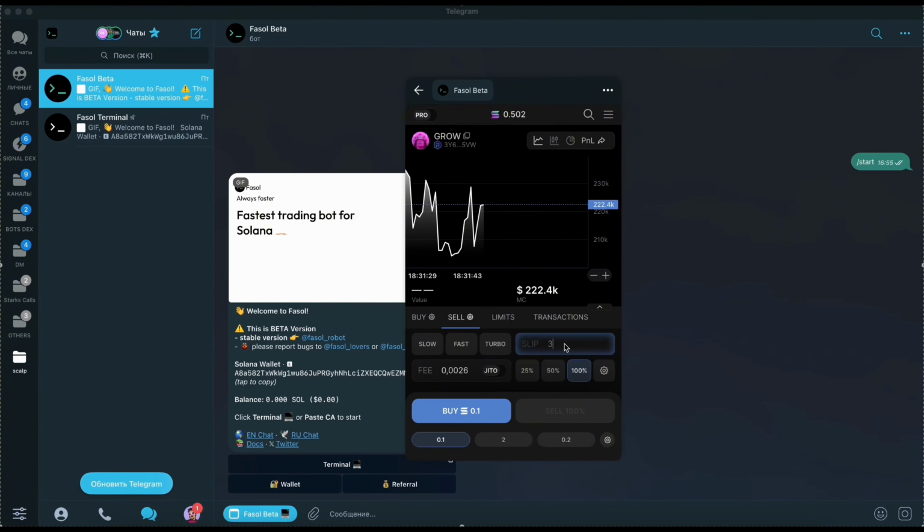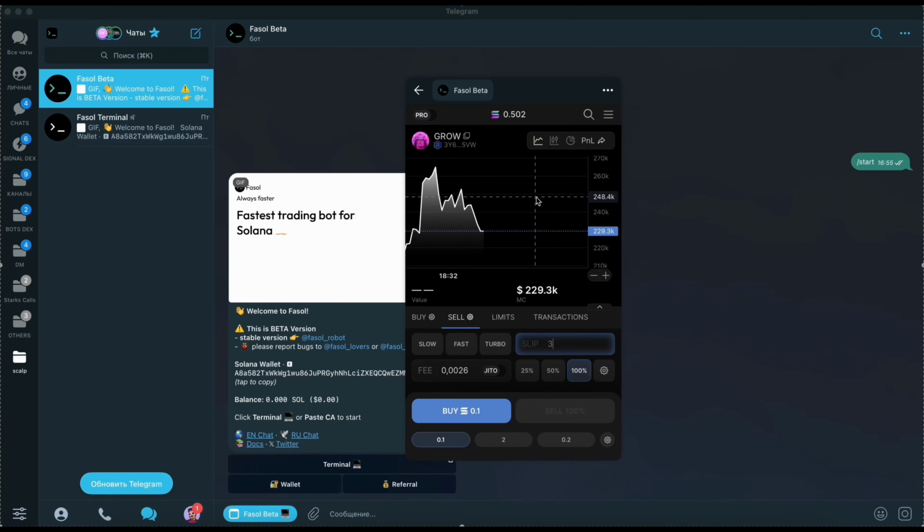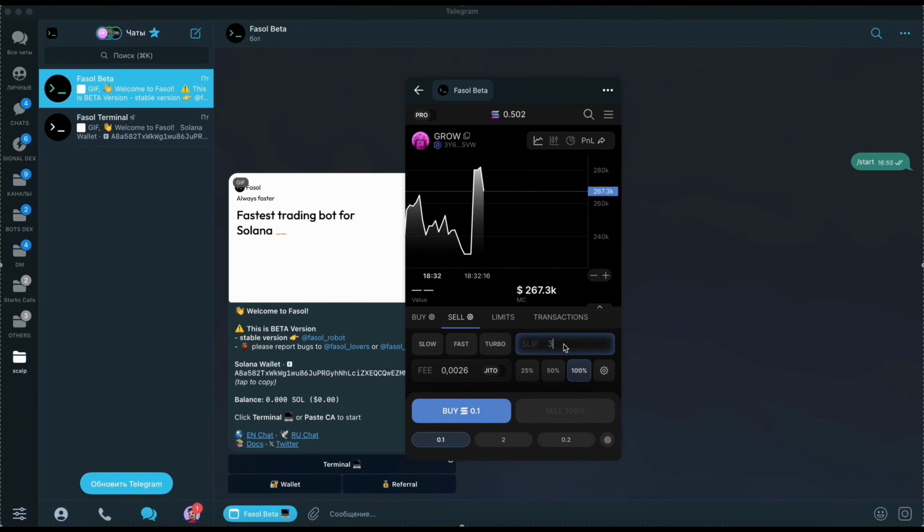So, settings for sale. Here I would recommend setting a commission about the same as for the purchase. The slippage can be specified from 3 to 5, depending on which token you are trading. It happens that there are very risky tokens and you need to sell the token right away, even if you are at a small disadvantage. And due to the fact that the price goes up and down very much, you may not manage to do this, so in this case it's better to increase the slippage.